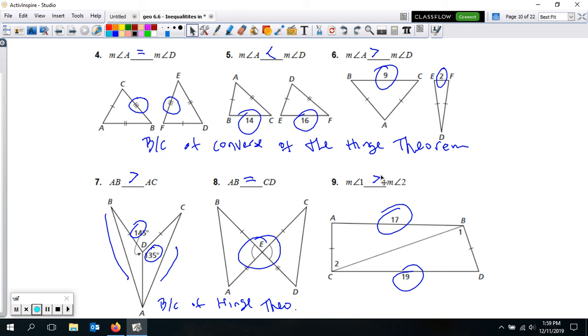And again, we would put the reason why, because of the converse. We're starting with sides and asking about angles. So that's the converse of the Hinge theorem.